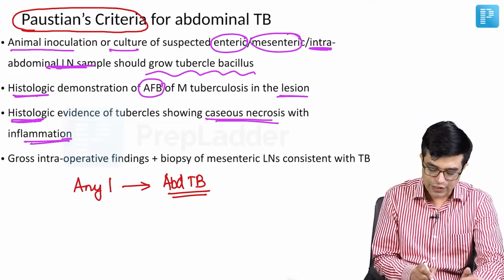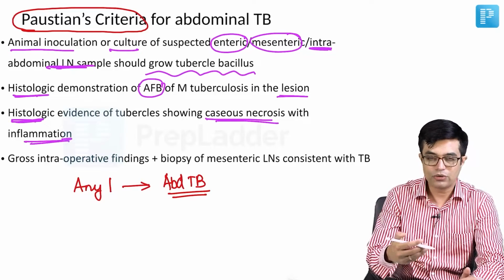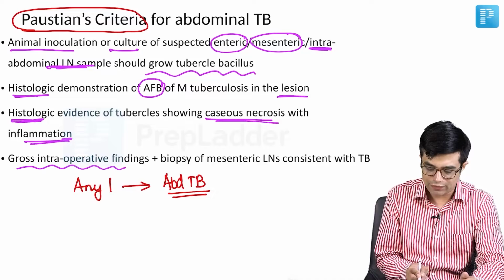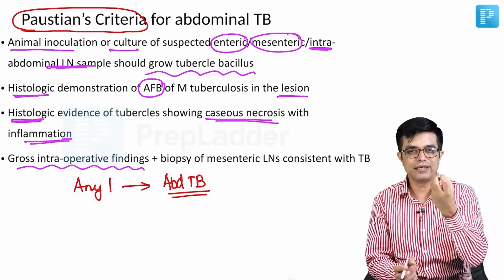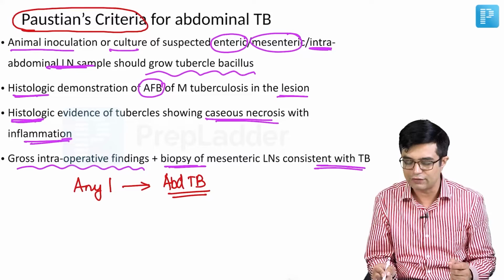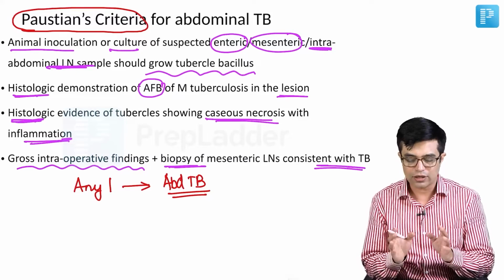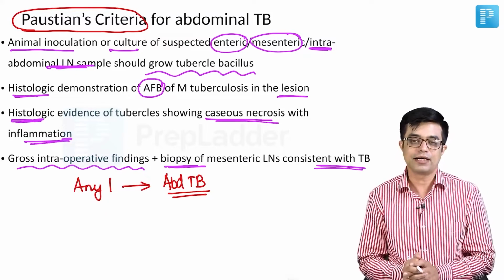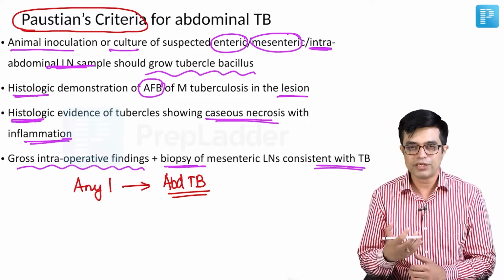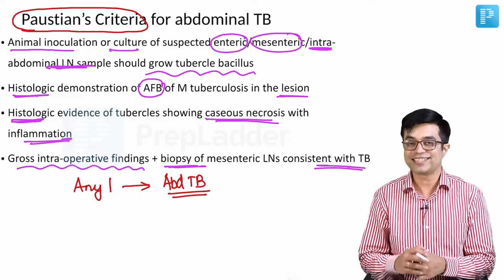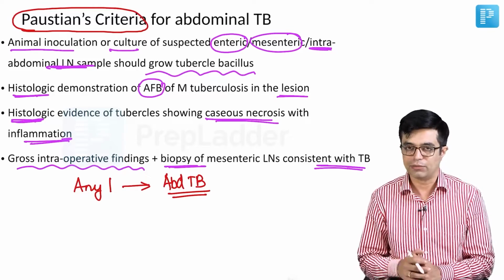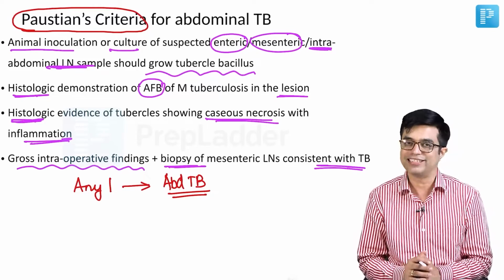And fourth, when you do a surgery or autopsy, then retrospectively you should find intraoperative findings of matted intestinal bowel loops along with biopsy of mesenteric lymph nodes consistent with tuberculosis. So these are the 4 criteria. If any one is present, it is diagnostic of abdominal tuberculosis. However, these days we don't give too much importance to this criteria because many patients can have abdominal tuberculosis despite not fulfilling any of these criteria. But for entrance exam, you should remember at least the name.